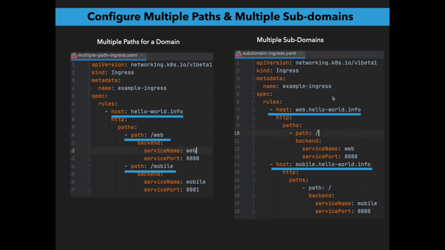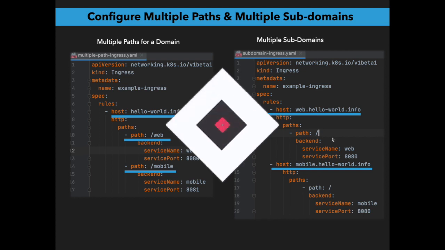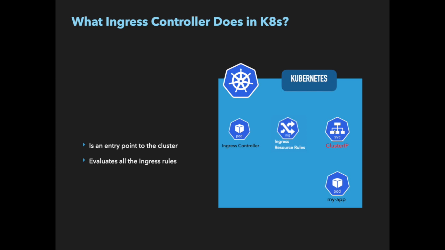So the client has to send the request to this particular domain name. With web.helloworld.info, the request will be forwarded to the web service, and if it is mobile.helloworld.info, then the request will be forwarded to the mobile service. So when there are multiple paths, there will be one host and multiple paths under the host. If it is for multiple subdomains, we'll have multiple hosts, and each host may have one or multiple paths. That's the difference.